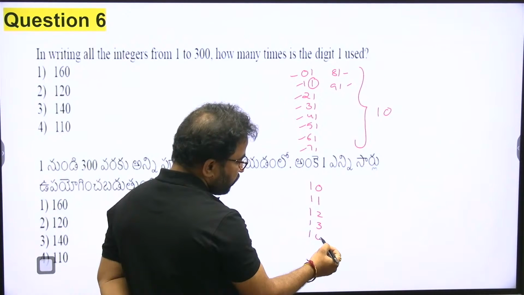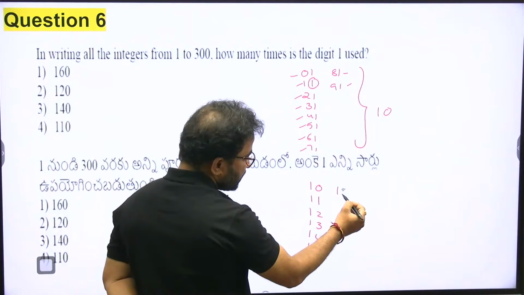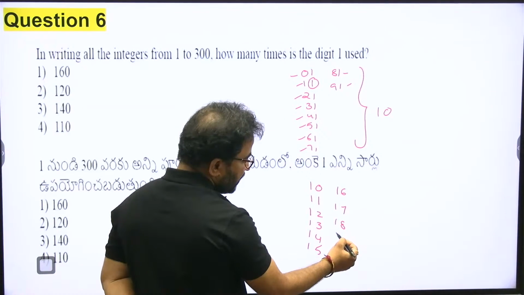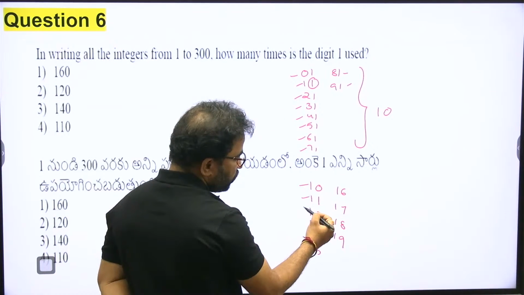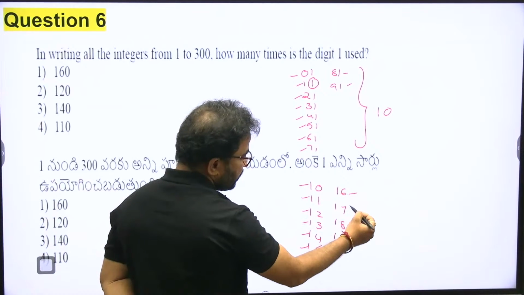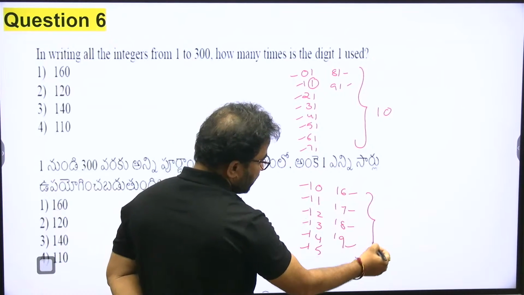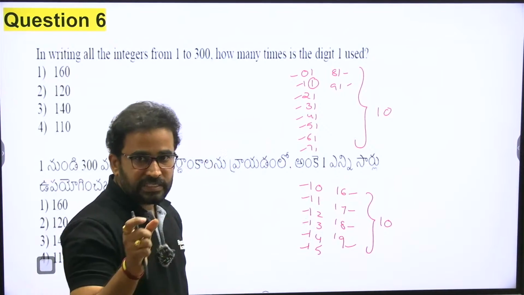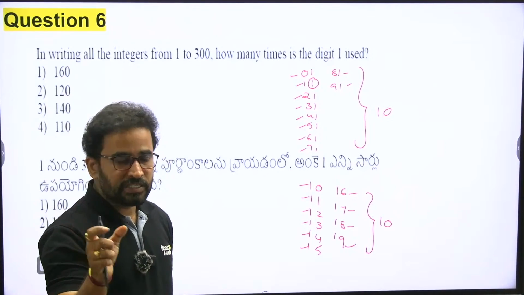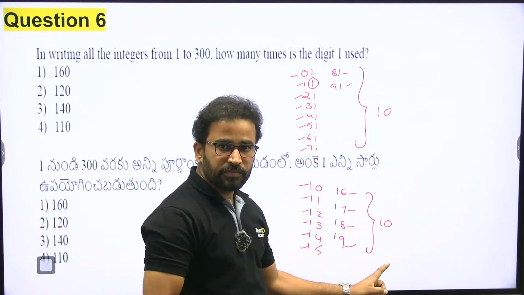Next one 13, 14, 15. Next one 16, 17, 18. Next one is 19. 1, 2, 3, 4, 5, 6, 7, 8, 9, 10. So again we are getting 10. Based on only unit digit and 10 digit value, we are getting 20 times.